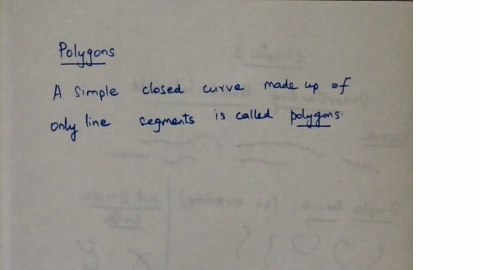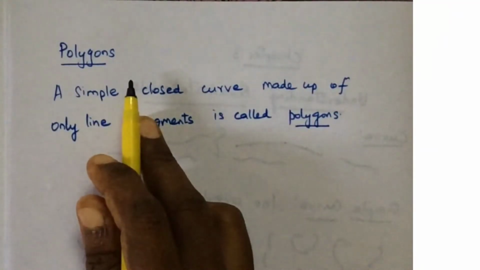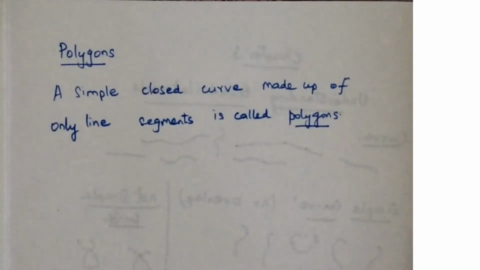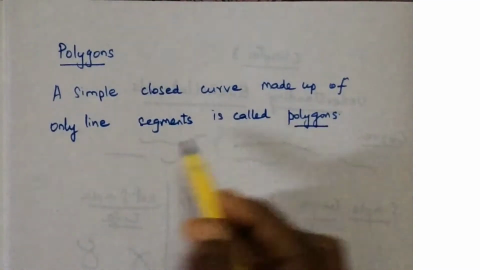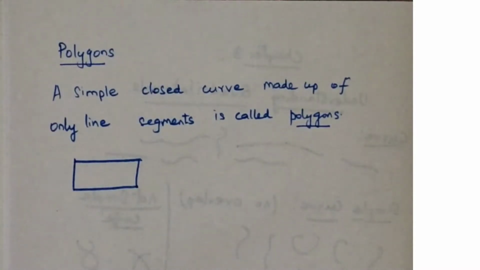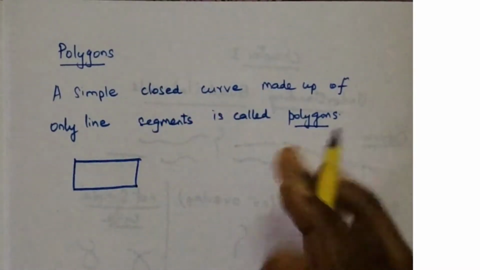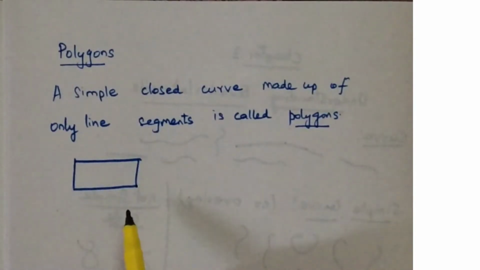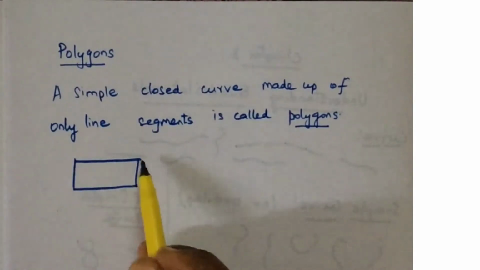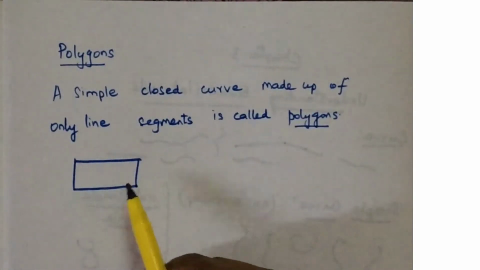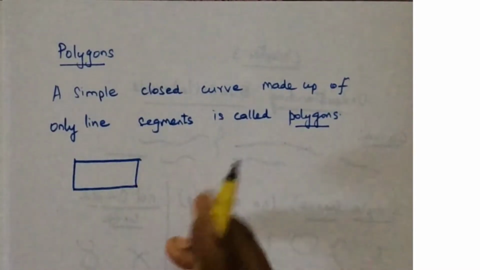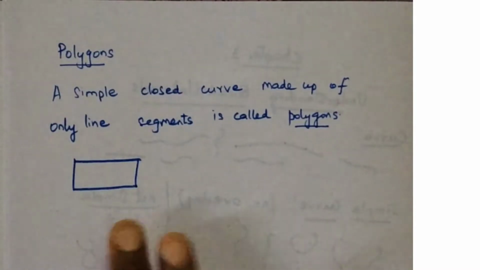The next thing is polygons. A simple closed curve made up of only line segments is called a polygon. So if you draw a rectangle, you have to check two things. First, it should be a simple closed curve. Simple means there should not be any overlapping of line segments. So there is no overlap. Closed means the starting point will be the ending point. So this is a simple closed curve, and it is made up of only line segments. These are lines. So it is a polygon. This is an example of a polygon.